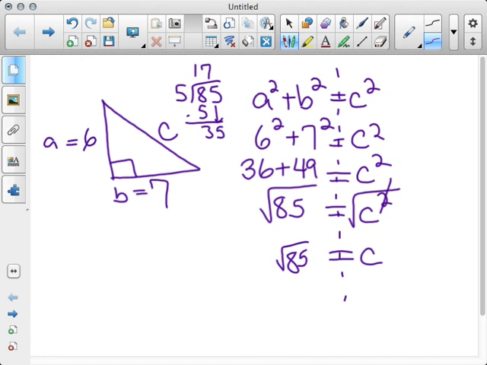We'll leave it as the square root of 85, and it's a perfect answer. If you want to type it in your calculator and round it, it just makes the answer not as close to the actual answer. And that is how you plug in the values for the legs to find the hypotenuse of a triangle.